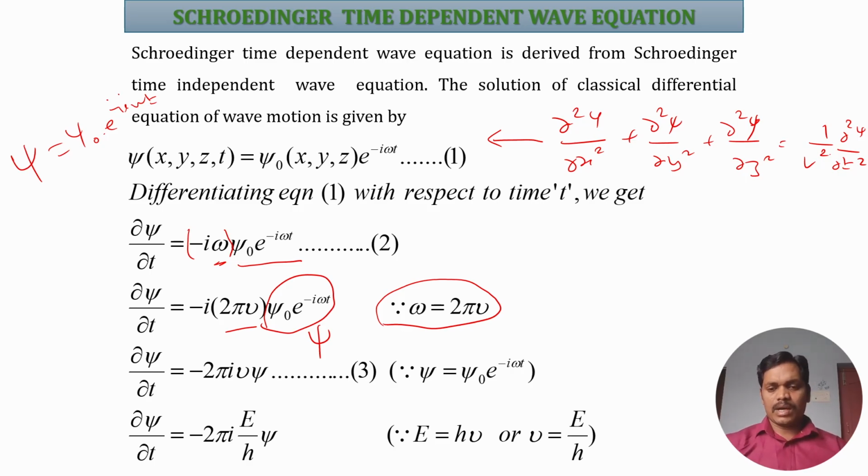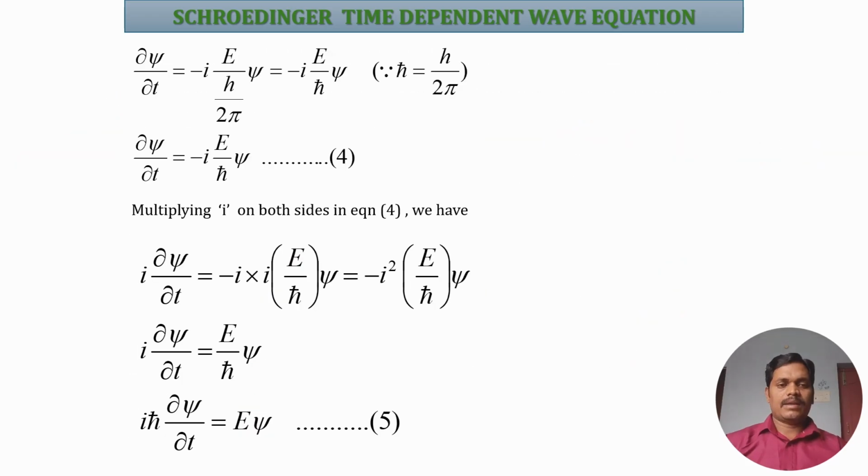As we all know, according to Planck, E = hν. Here we have a term which is frequency, so we can have ν = E/h. That we can substitute here. So ∂ψ/∂t = -2πi, and instead of ν we substitute E/h, into ψ. Furthermore, we can rewrite it as ∂ψ/∂t = -i into (E/h)/2π into ψ.